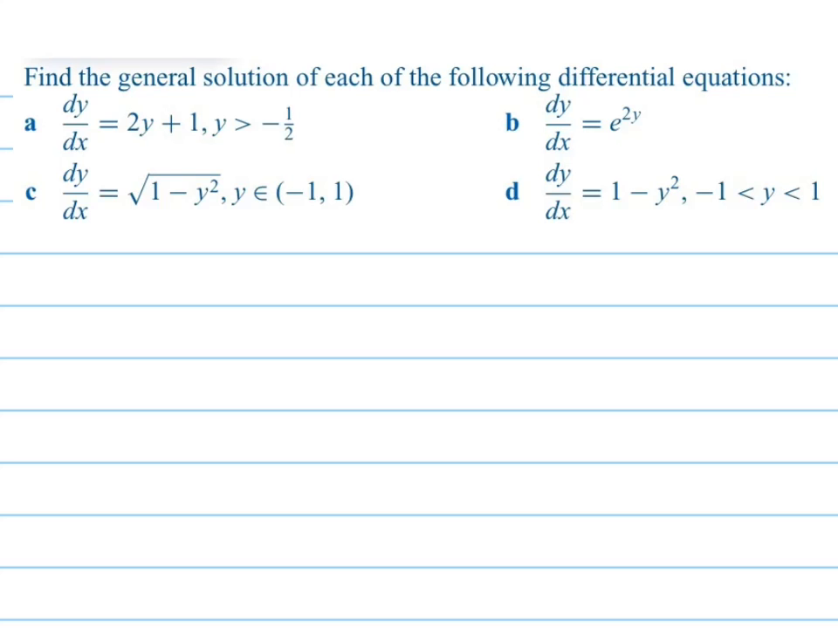Good, let's go on to number B, okay? B for you and me. And have a look at it. Is it a type 1? No, because it's not a function of x on the right. Is it a type 2? No, because it's not a second order DE. Is it a type 3 with a function of y on the right? You better believe it is.